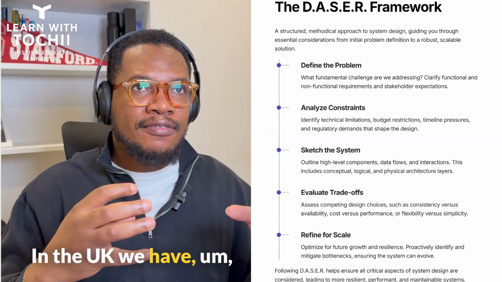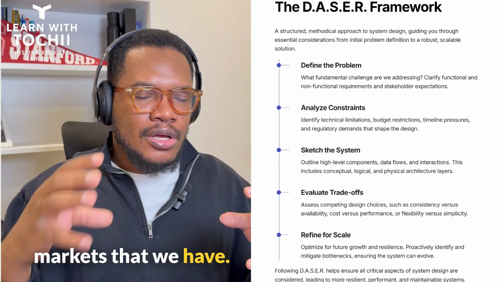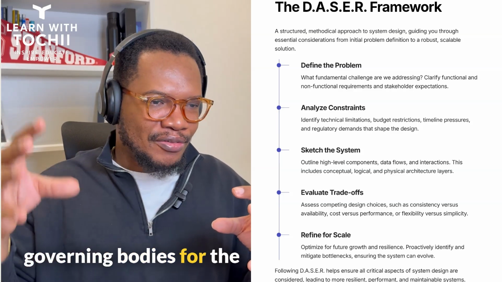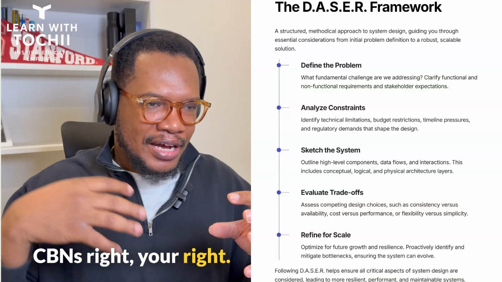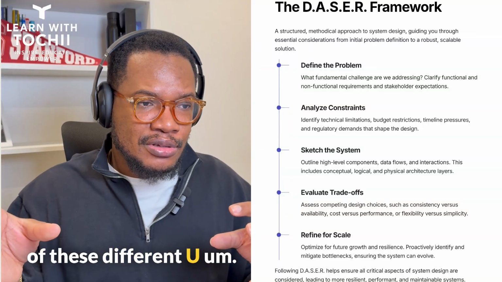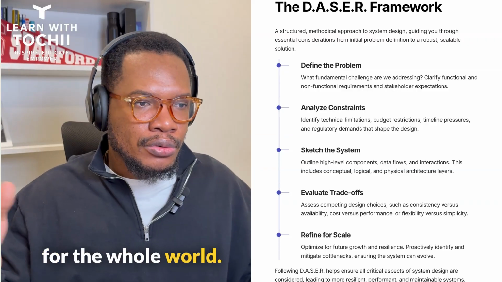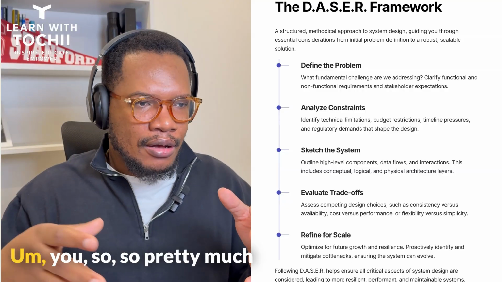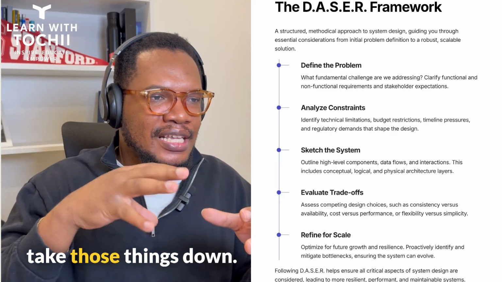In the UK, we have different governing bodies for the different markets that we have. In Nigeria, you also have different governing bodies, the popular ones are your CBN, right? Your NITDA, right? In Nigeria. Also in the US, we have a lot of these different governing bodies, right? And then you have regulatory bodies for the whole world. Say for card systems, you have PCI DSS, right? So pretty much when you analyze your constraints, you take those things down.